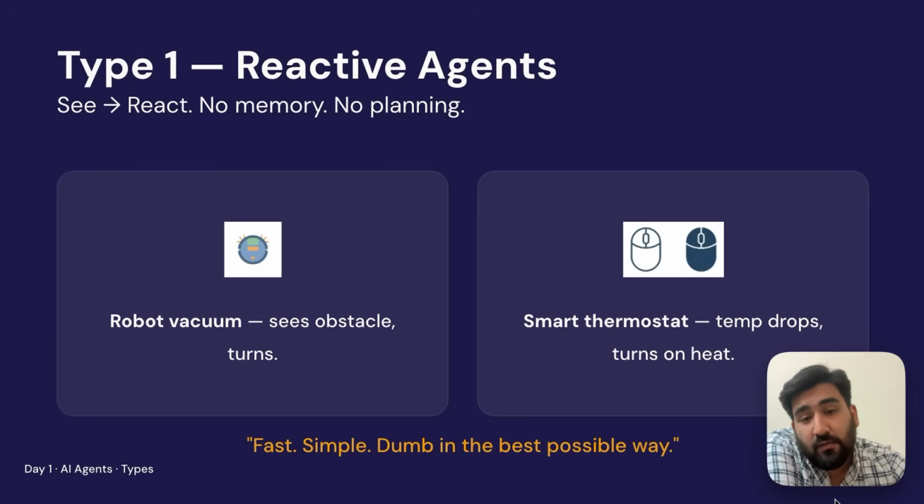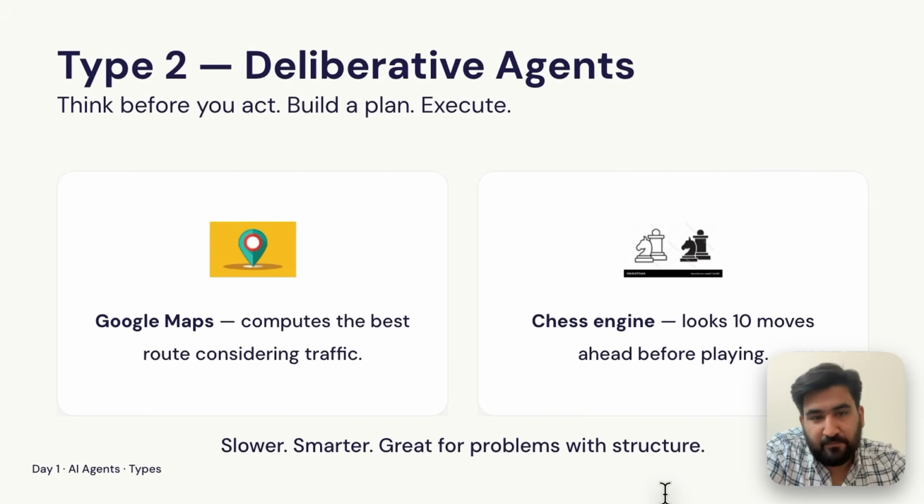Sometimes reactive agents are all you want. They do the job very well. And simplicity is a feature, not a bug, to be very honest, because the more complex your agents get, the more latency you induce. Many chat applications, and many applications which require a particular input, will mostly suffice with reactive agents. They're fast, simple, but dumb in the best possible way.